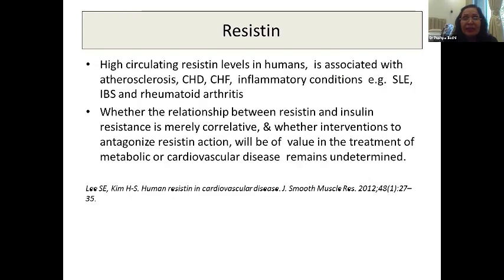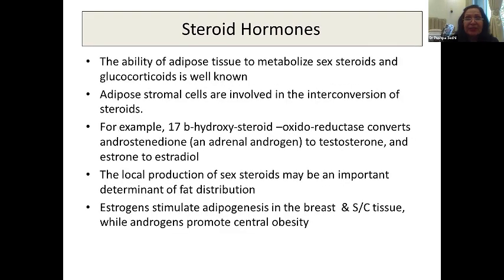High circulating resistin levels in humans are associated with atherosclerosis, cardiovascular disease, congestive heart failure, and inflammatory conditions like SLE, IBS, and rheumatoid arthritis. Whether the relationship between resistin and insulin resistance is merely correlative, and whether interventions to antagonize resistin action will be of value in the treatment of metabolic or cardiovascular disease, is still undetermined and is being investigated.